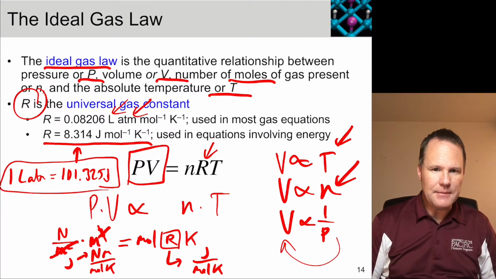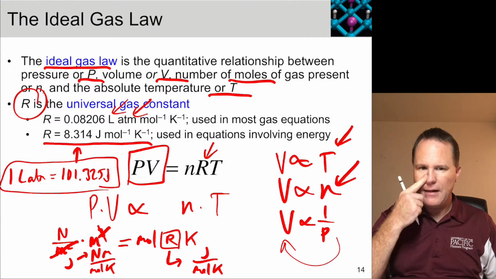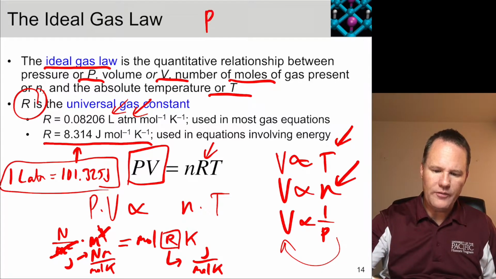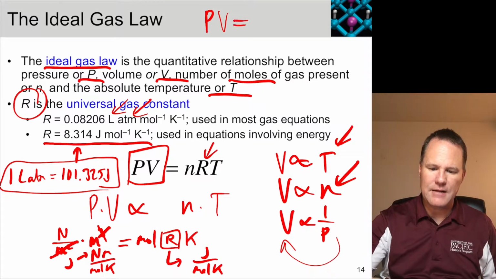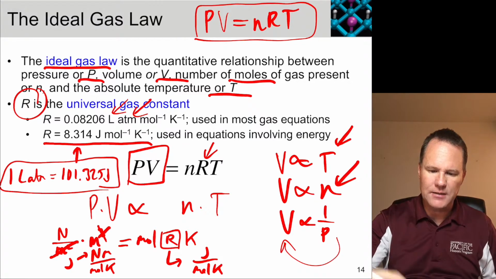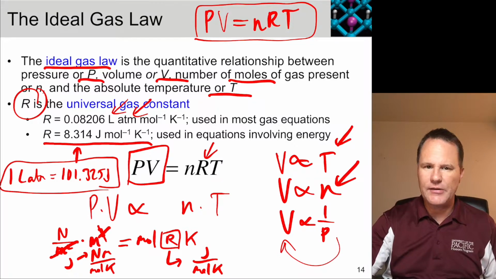But either way, the important part is that we now have a relationship between all four parameters of a gas, and let me write it out again. So PV equals nRT, and this is the single most important relationship in this entire chapter.